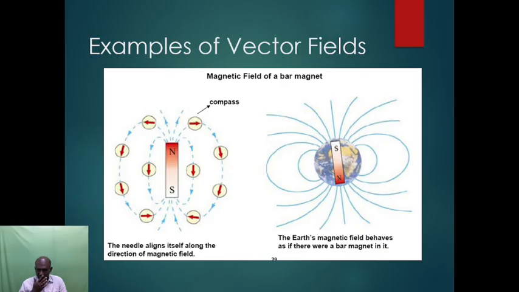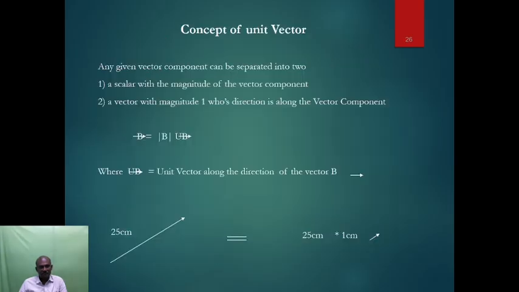The earth's magnetic field behaves as if there were a bar magnet in it, having north and south poles. Earth is also a magnet. So a unit vector is nothing but the vector whose magnitude is 1. That's why it is a unit vector.